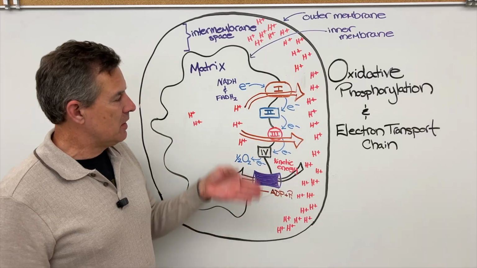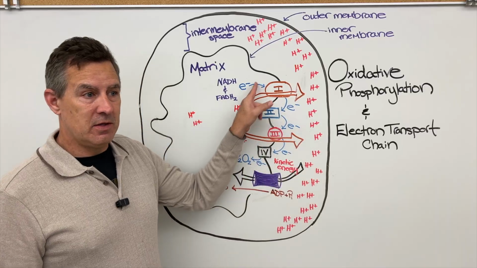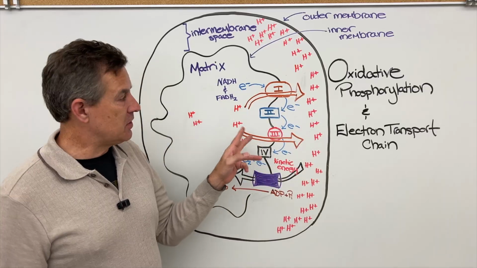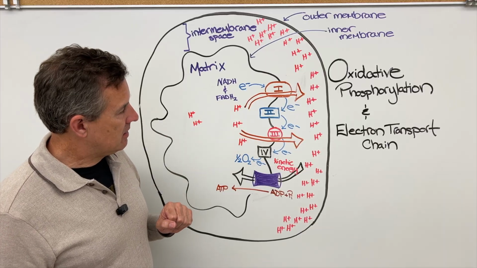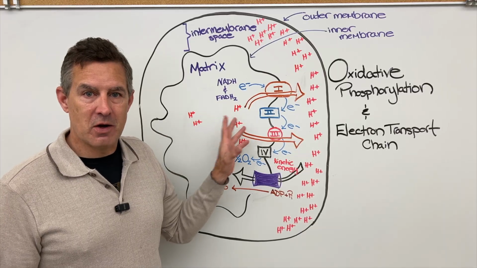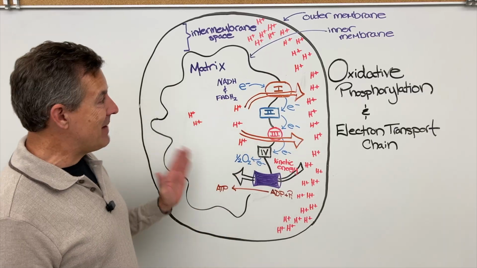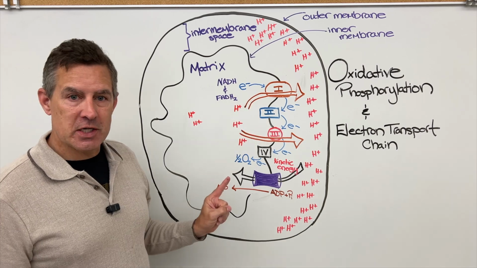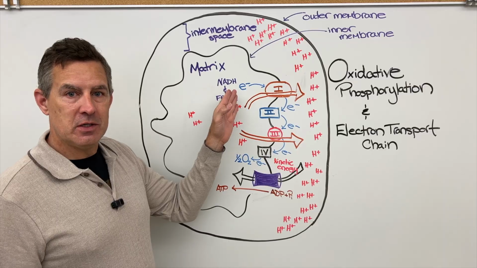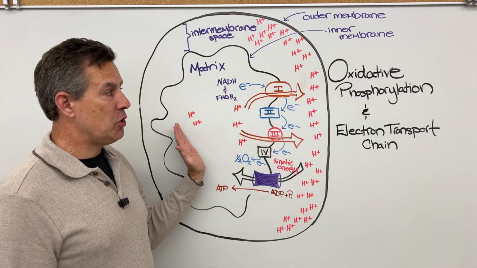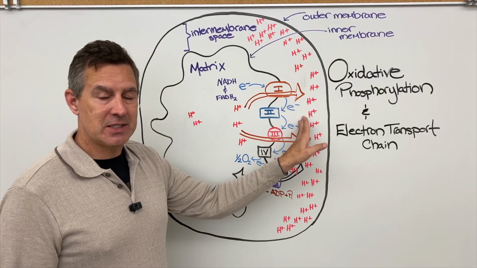Now, to be clear, hydrogen ions are moved into the intermembrane space via more than just two of these complexes, but for the sake of space and being able to really see what's going on here, I've only drawn two arrows here. But to be clear, the main goal of the electron transport chain is using the high energy derived from these electrons to push hydrogen ions into the intermembrane space.